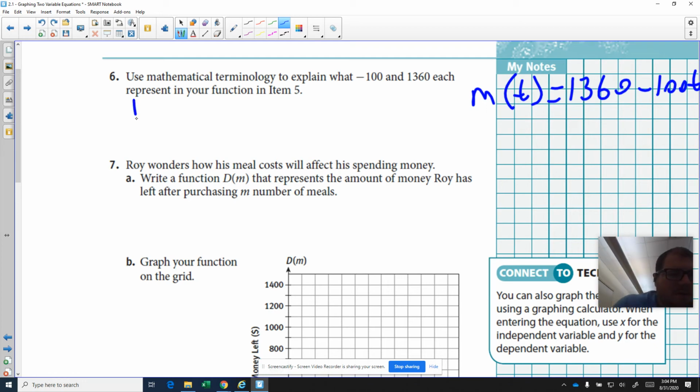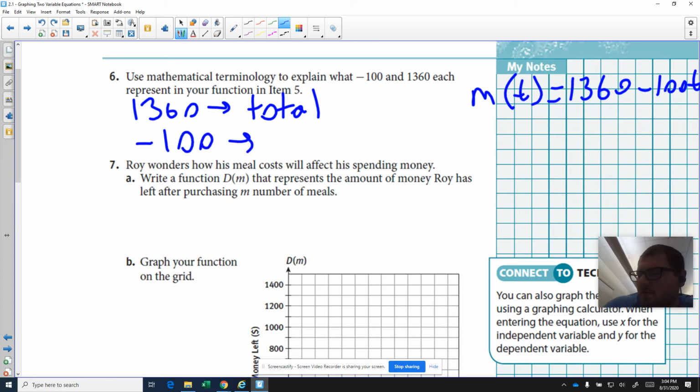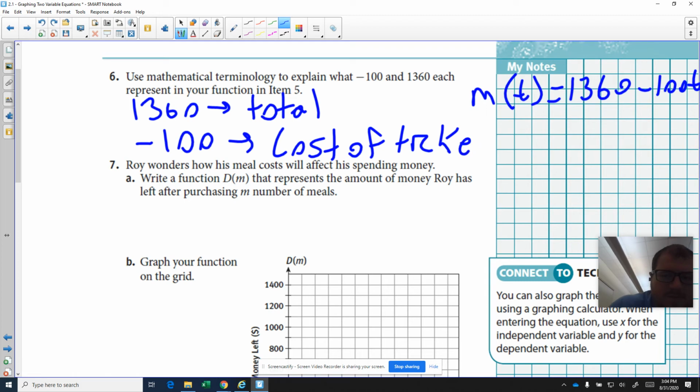Well, pretty straightforward. The 1360 represents the total. How much money do you have in all? And the minus 100 represents the cost of a ticket. That's the whole idea of it. If we have $1,360 total, the minus 100 is going to be the cost of each ticket that we buy.